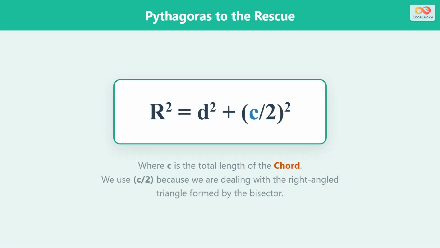Using the Pythagorean theorem on that triangle, we get a powerful formula. The radius squared equals the distance squared plus the half chord squared. Remember to always use half of the chord length in this formula.